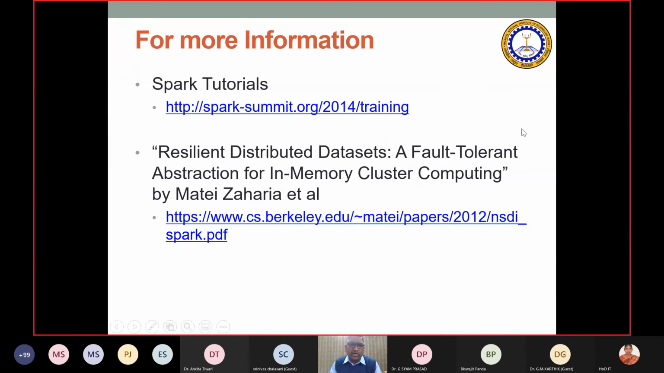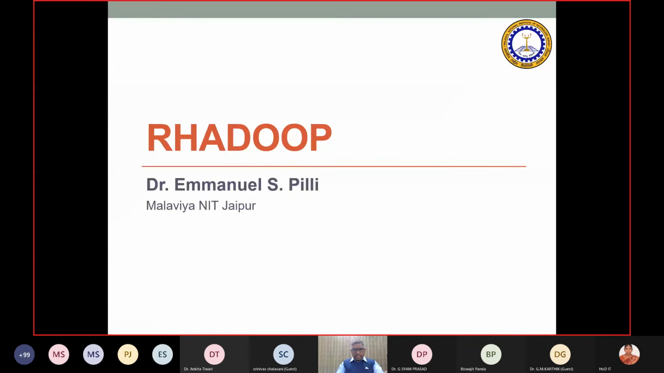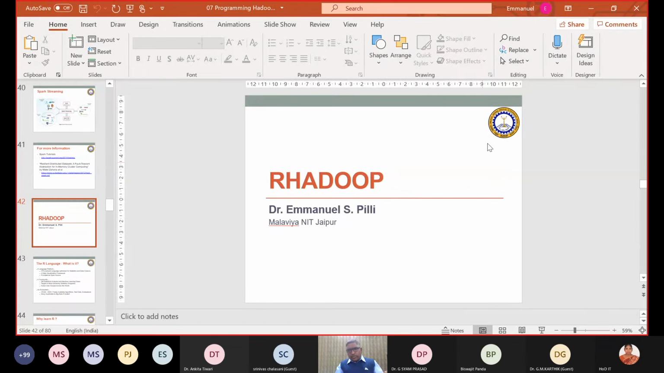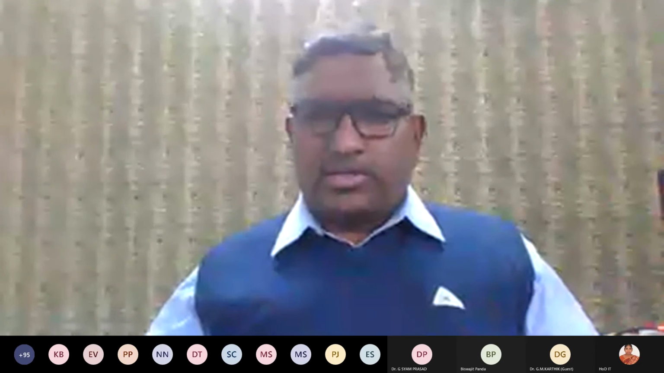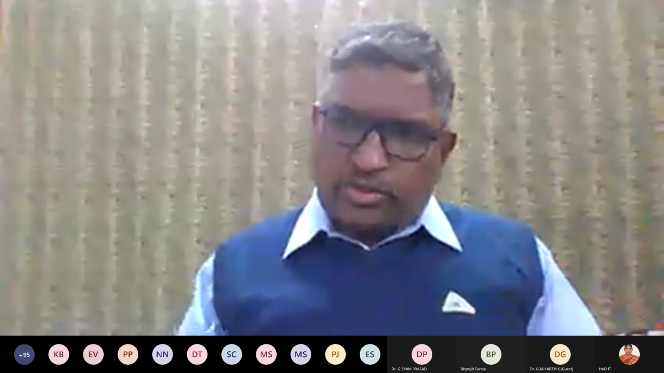This is the paper that I was talking about, the University of Berkeley paper on resilient distributed datasets, a fault-tolerant abstraction for in-memory cluster computing. So Spark is nothing but an in-memory computing tool, right? So you can take that. We'll stop here. If there are any questions, I'll be happy to answer. Otherwise, tomorrow we will continue with some more inputs on this.